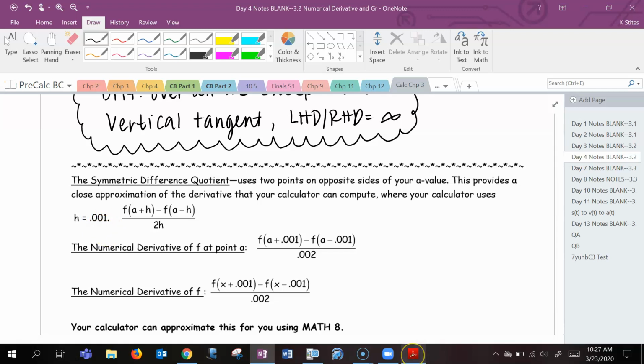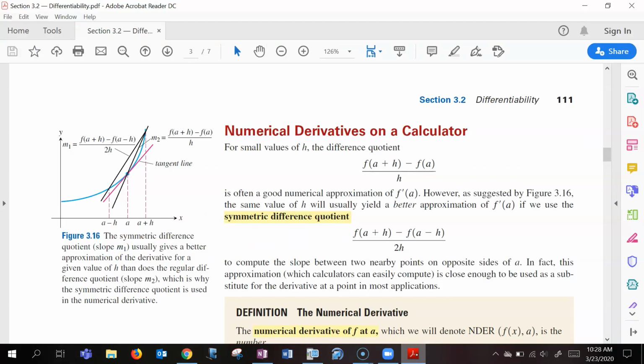Now, to give you a visual from your book as to why this is the symmetric difference quotient, the reason it's called the symmetric difference quotient is because they're using symmetry. Instead of using f of a, which is right here, which is our point of tangency, they are taking a point a minus h, which is to the left of point a, and the point a plus h, which is to the right of a. Those are symmetrical, right? Because they're h away from a in each direction. And what they're saying is when they do the difference quotient with those 2 points, they're actually getting a more accurate slope of the curve than the regular difference quotient.